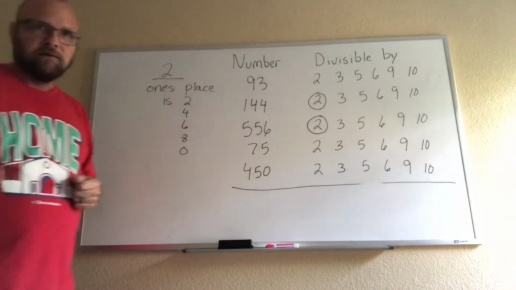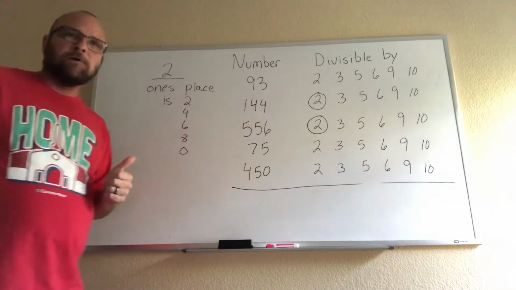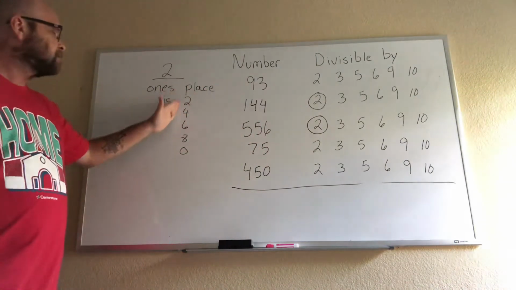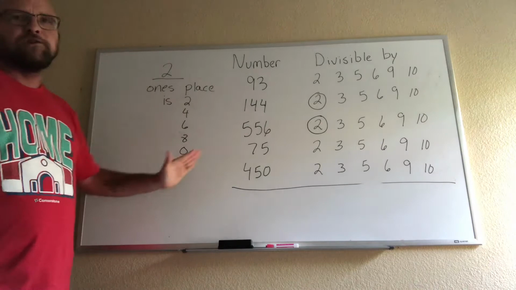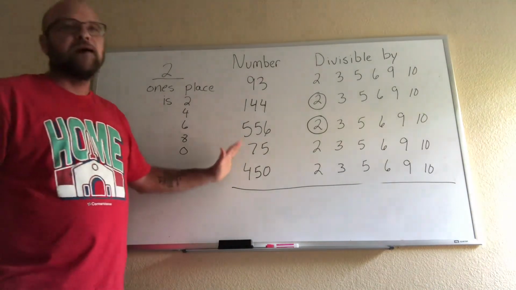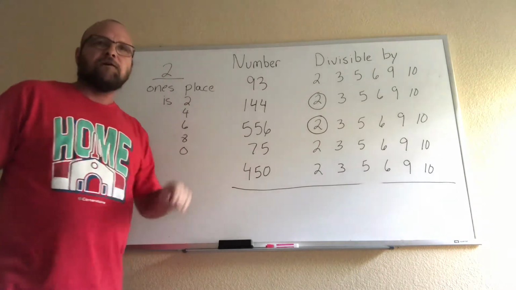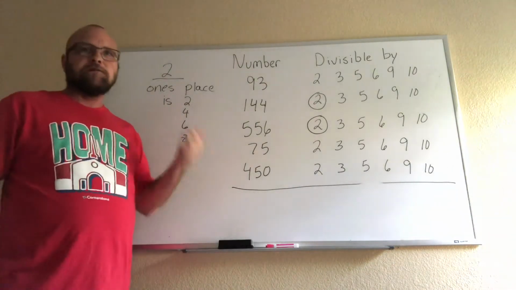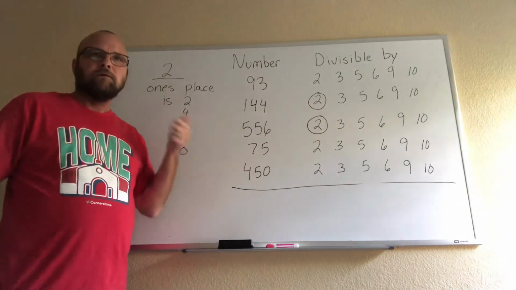75. Is 75 divisible by 2? Thumbs up or thumbs down? Thumbs down. It is not an even number. 2 times nothing will equal 75. 2 will not divide into 75 evenly. 450. Thumbs up or thumbs down? Is it divisible by 2?